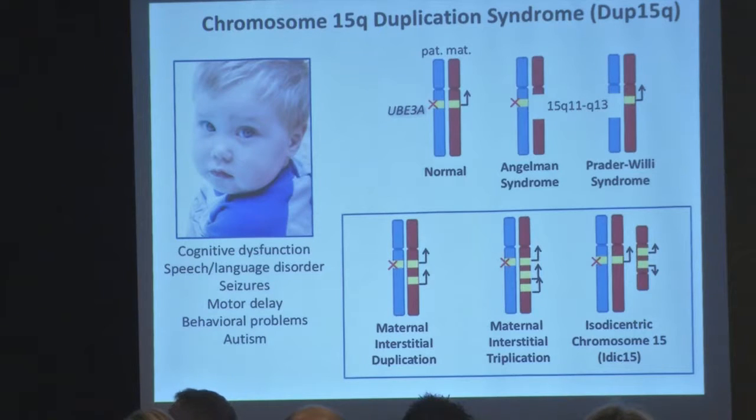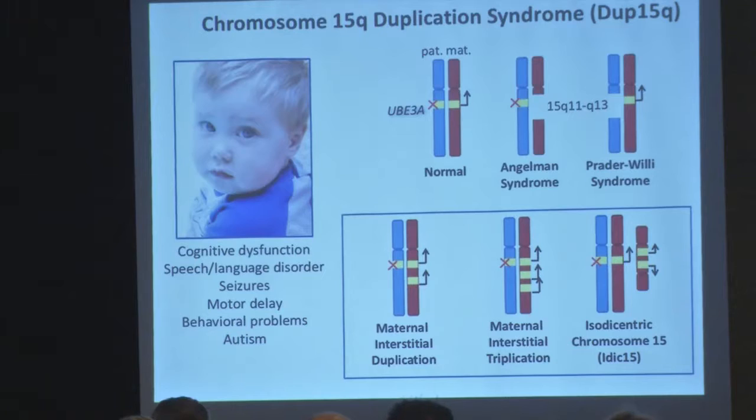So up at the top, you can see these maps of the ones I've told you about: normal, typical Angelman syndrome, and then Prader-Willi syndrome in the case that dad's copy is deleted. And for the Dup15q syndrome, you can have this disorder due to a maternal interstitial duplication, which means there are two copies of the whole imprinted region in tandem, and those copies are in tandem on mom's chromosome, so they're maternal copies. There's maternal interstitial triplications, so there's 2 extra copies instead of just 1 extra copy.